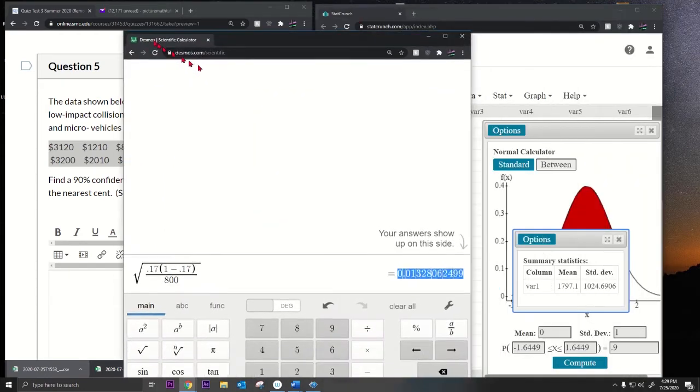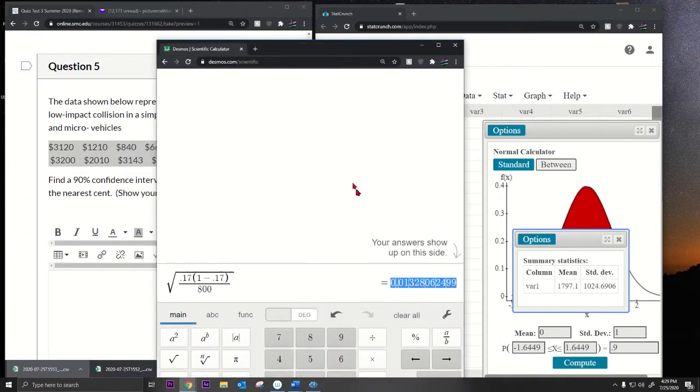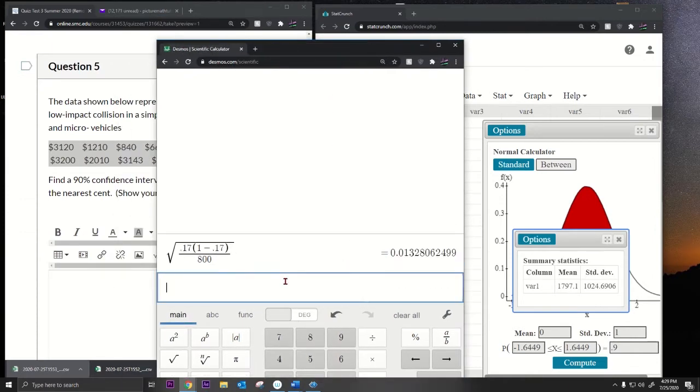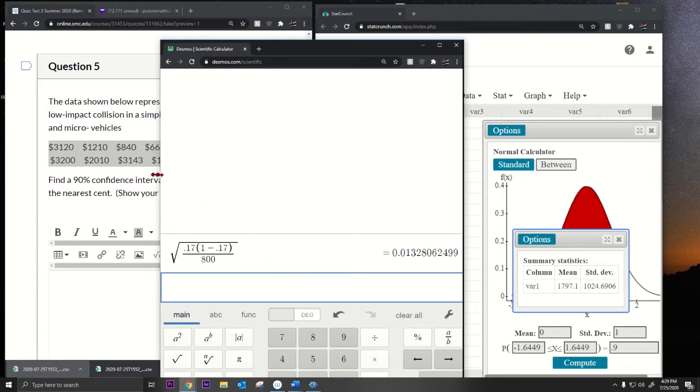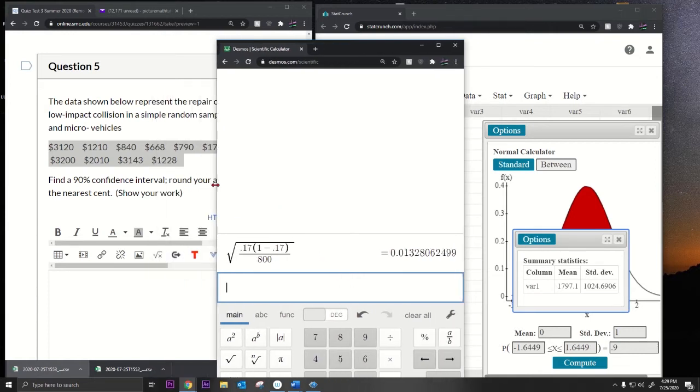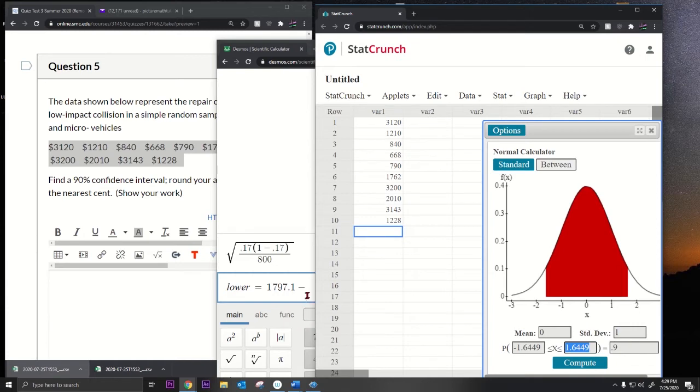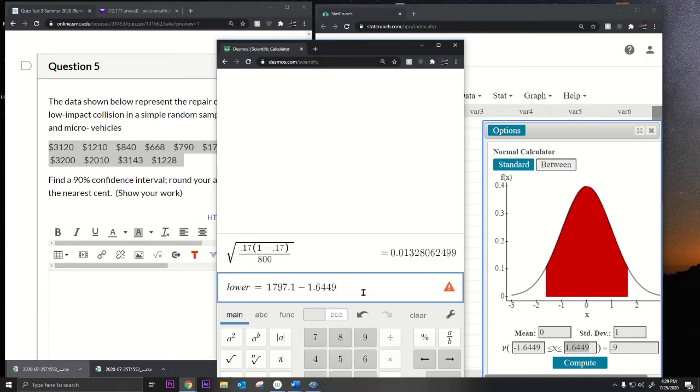Let me move Desmos over here so I can see that. So watch what I do. I'm going to press enter, and then I'm going to plug into the formula for the lower bound. So I'm going to say lower equals, and this is what I'm going to do: 1797.1 minus the margin of error. So I have the critical value. I'm going to copy this, Control C. There's my critical value, and I'm doing the mean, so I'm going to do a fraction.